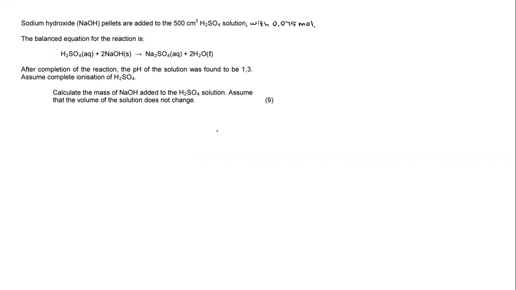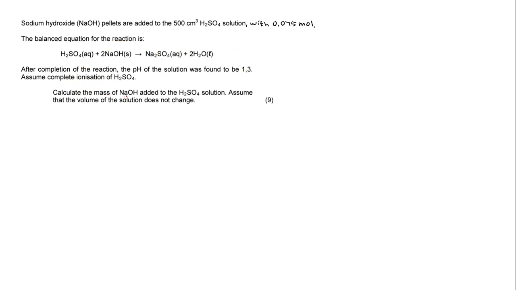Now let us start with the statement provided to us. Let us read it first. Now they say to us, sodium hydroxide pellets are added to 500 cubic centimeters of H2SO4 solution with 0,075 moles. The balanced equation for the reaction is as follows. Sulfuric acid reacts with sodium hydroxide to form sodium sulfate and water. After completion of the reaction, the pH of the solution was found to be 1,3. Assume complete ionization of H2SO4.